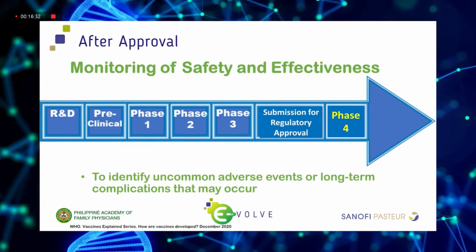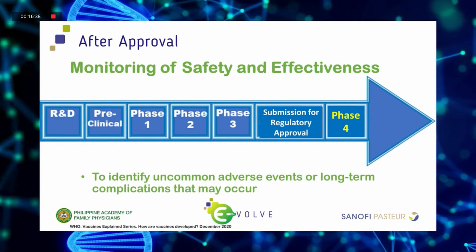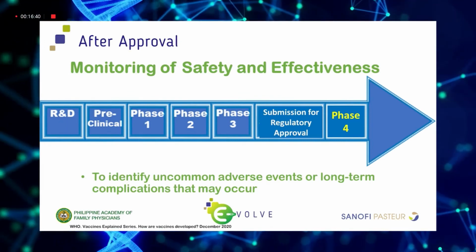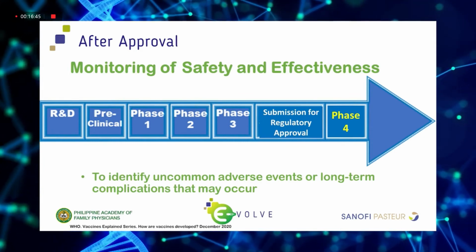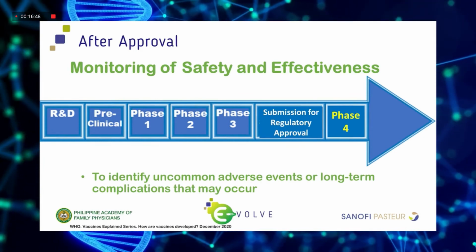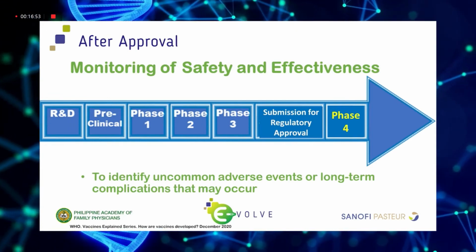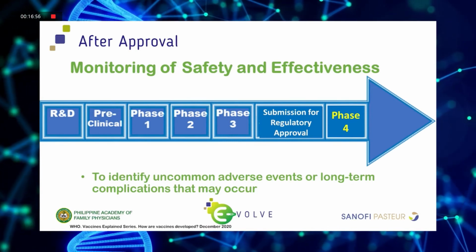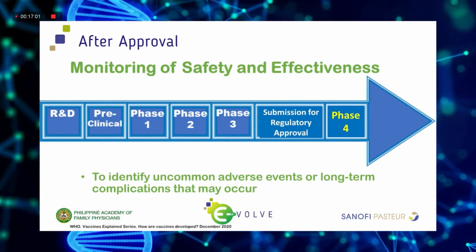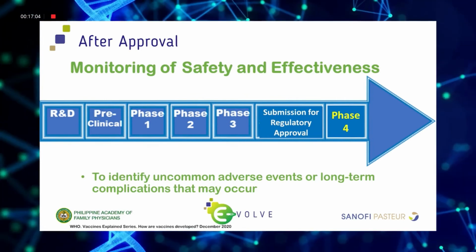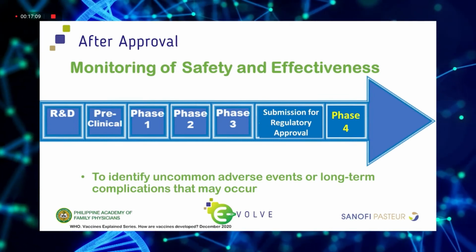Although the vaccine development process and regulatory authorities' evaluation are rigorous and comprehensive, there is still a need for ongoing surveillance of vaccines after approval to identify uncommon adverse events or long-term complications that may occur, and sometimes to monitor effectiveness. In certain cases, the regulatory authorities may require the manufacturer to conduct post-marketing studies to further assess known or potential serious risks. These studies are sometimes called Phase 4 of development.